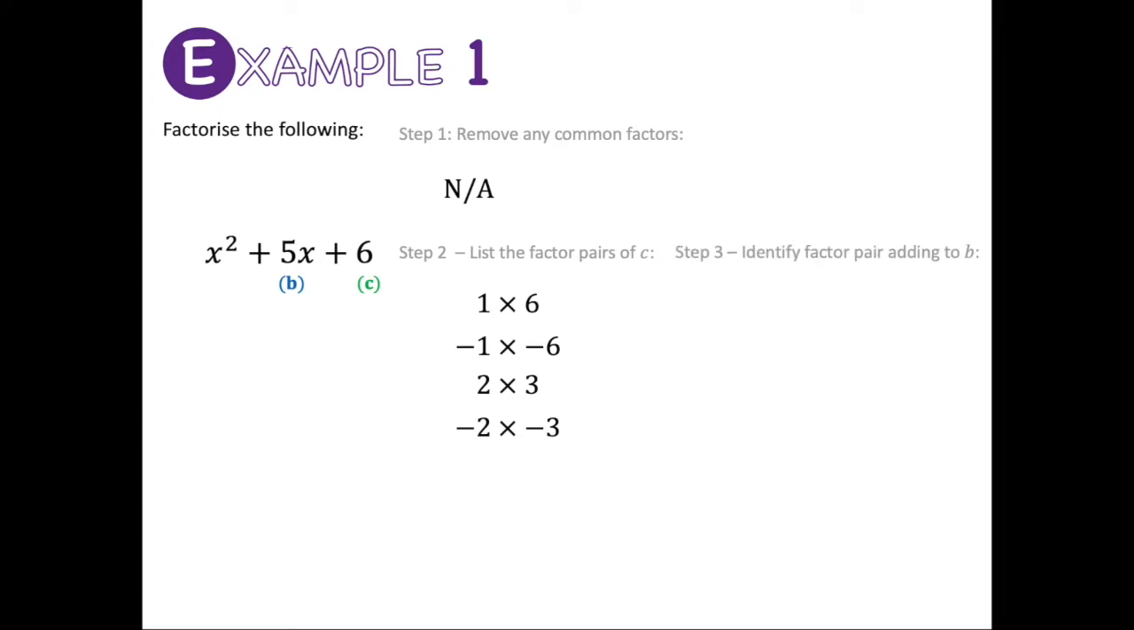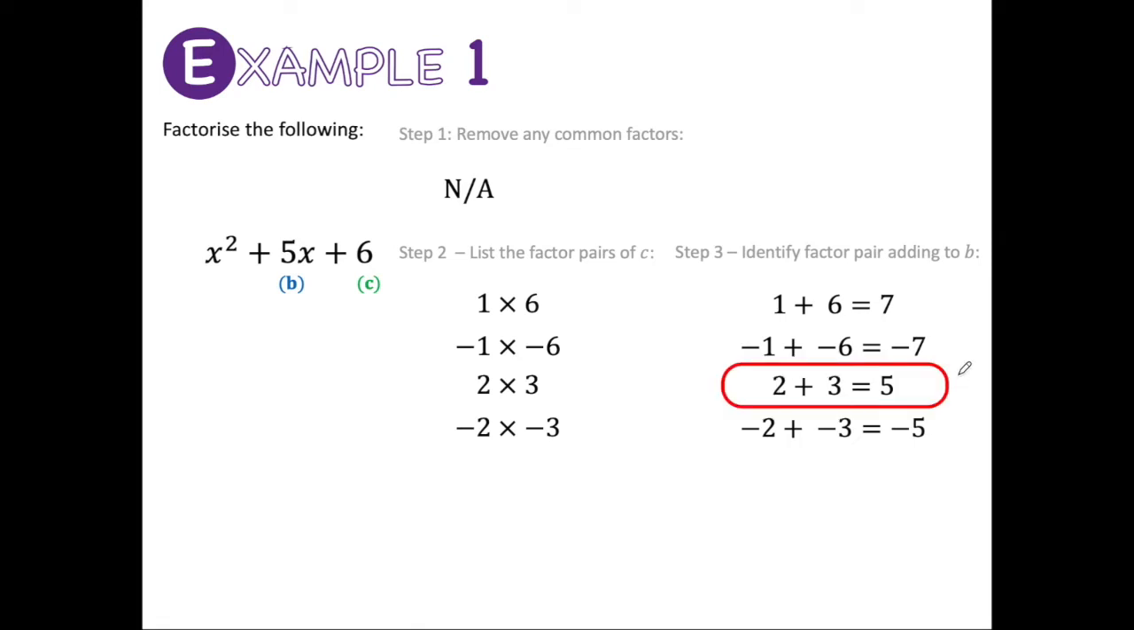So now I need to go ahead and identify which of those pairs add up to my b value. So in this example, add up to 5. So which of these is going to add up to 5? So 1 and 6 is going to add up to give me 7. Negative 1 and negative 6 will add up to give me negative 7. 2 and 3 is going to add up to give me 5. And negative 2 and negative 3 is going to add up to give me negative 5. So having a look at my factor pairs that I've now added together, there is one that gives me 5, and that is 2 and 3.